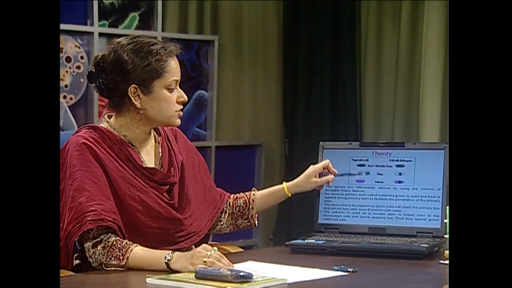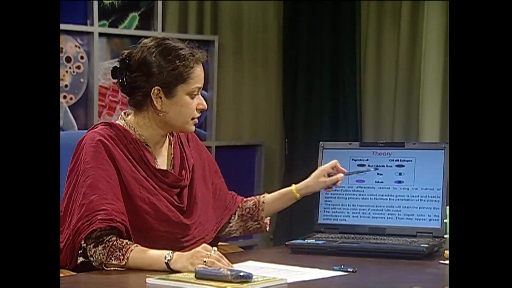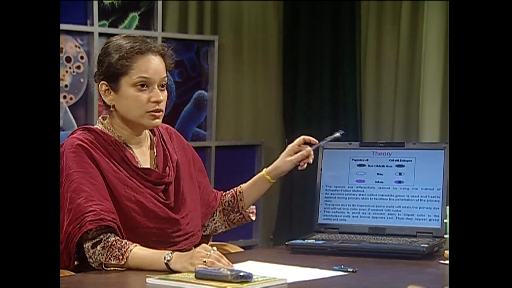Now, when we are using water as a decolorizer, then only the endospores will retain the primary stain, while the rest of the vegetative cells will lose the malachite green. Then why is water used as a decolorizing agent in endospore staining, not acid or acid alcohol? Well, malachite green is soluble in water. So when you use a stain which is soluble in water, you have to choose the decolorizer as water only, because the primary stain is soluble in water.